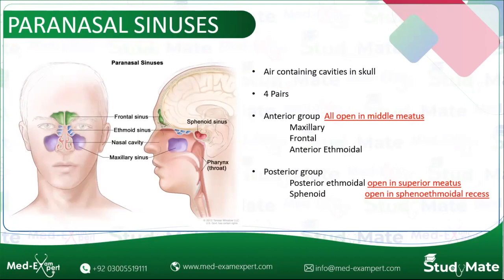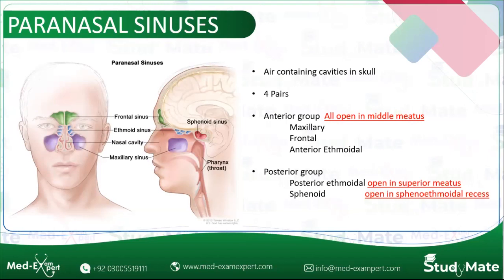In the anterior group, the one common thing is that they all open into the middle meatus. Anterior group of paranasal sinuses include maxillary, frontal, and the anterior ethmoidal sinus. Whereas the posterior group contains the posterior ethmoidal and the sphenoid sinus.